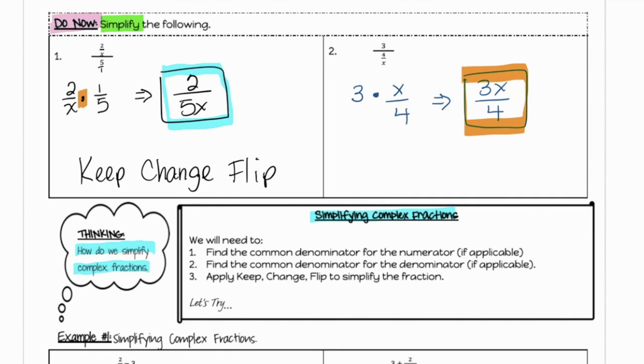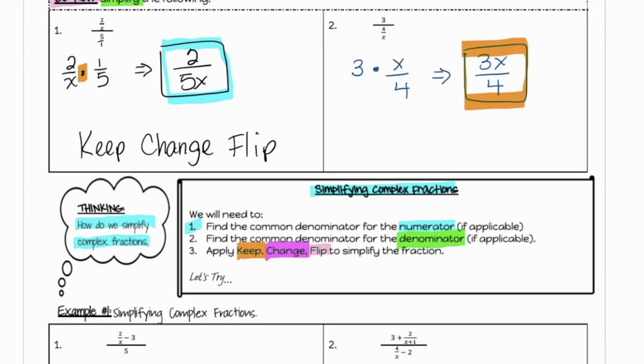So we will need to find, for number 1, common denominators for the numerator. This is if possible, right? Sometimes our problem isn't that complex. We're going to need to find common denominators for the denominator, again, if possible, depending on our problem. And then we're going to apply this keep, change, flip method to simplify our fraction.